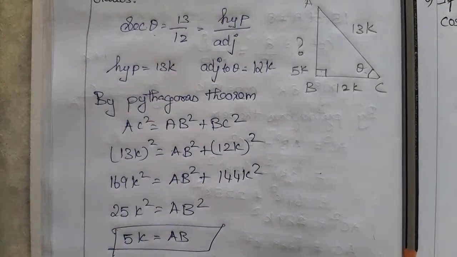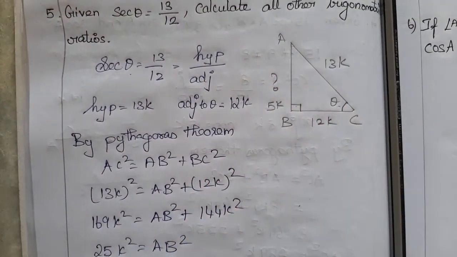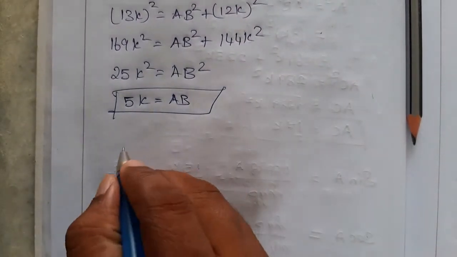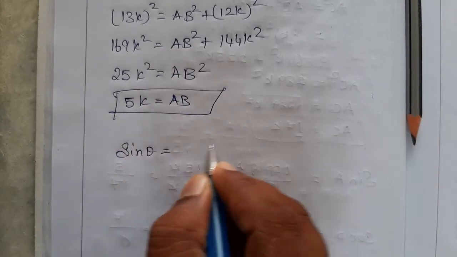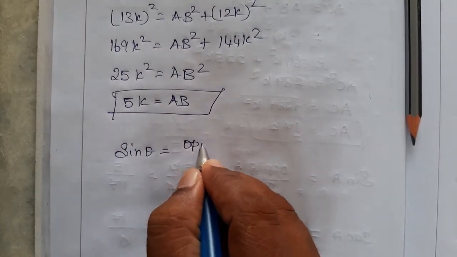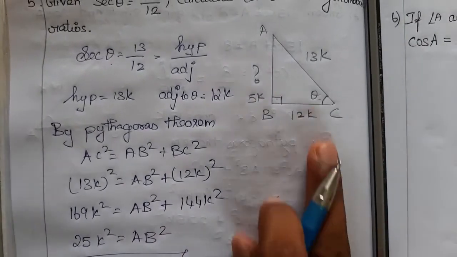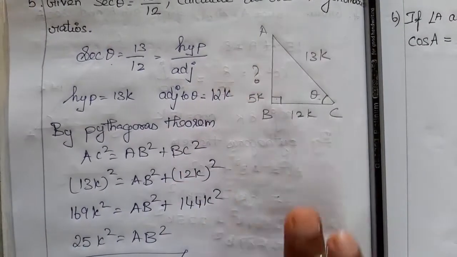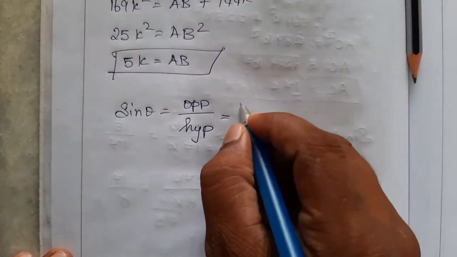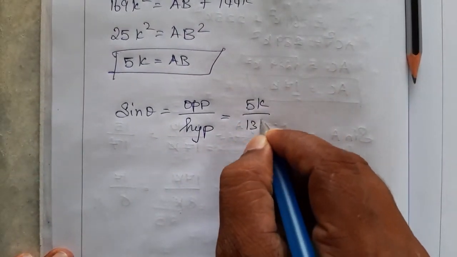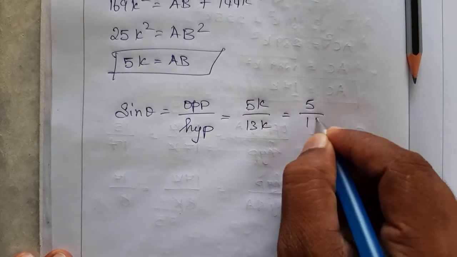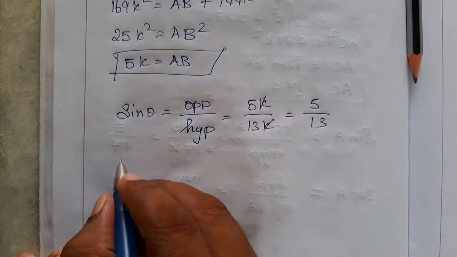Clear? So now we have all three sides. We are going to find the rest. So sine theta is equal to, we know, opposite by hypotenuse. Which is opposite to theta? It's 5k. Hypotenuse is 13k. 5k by 13k, that means 5 by 13. So the k and k get cancelled.